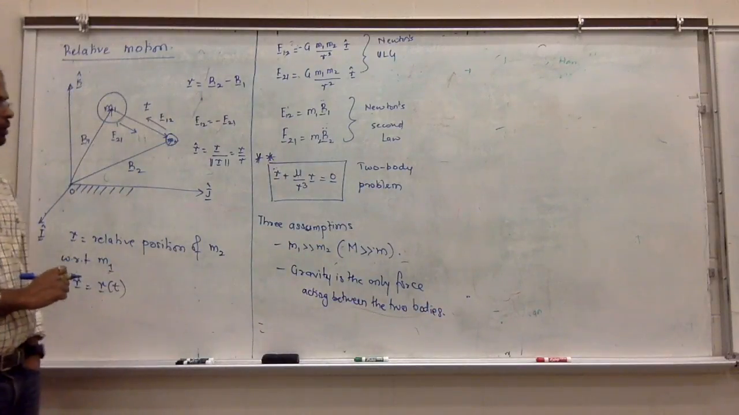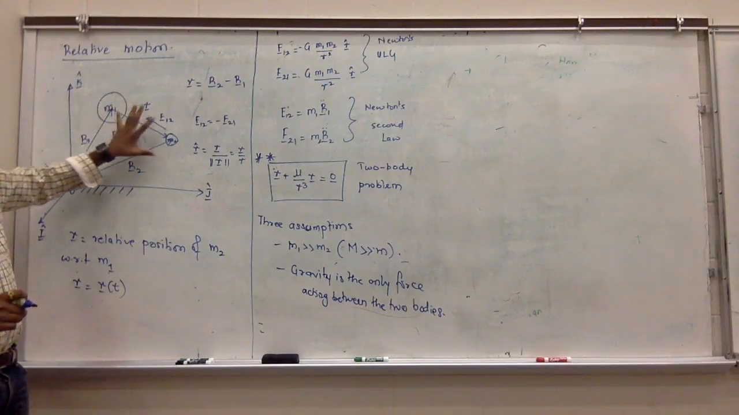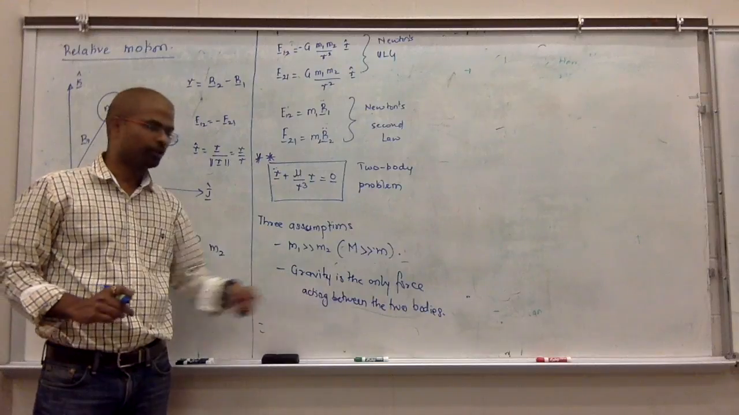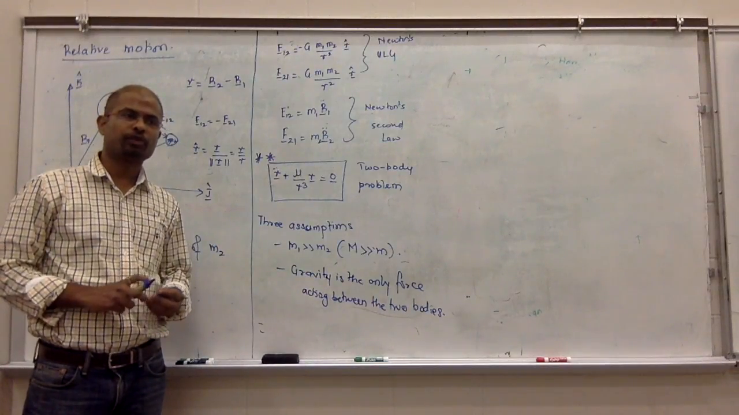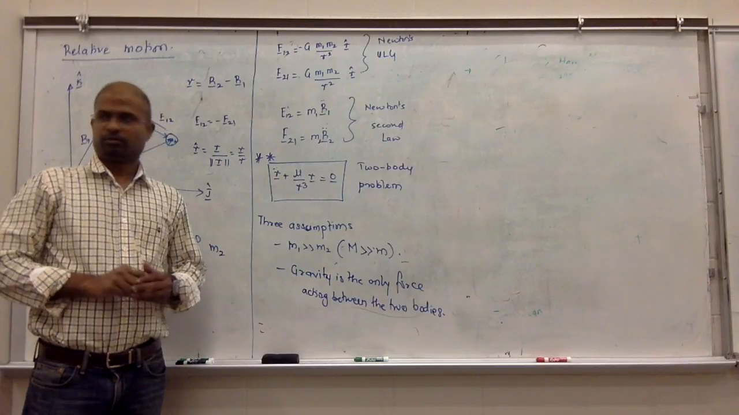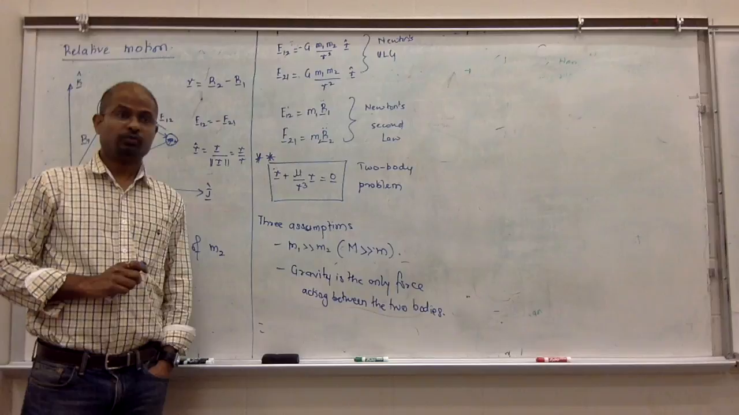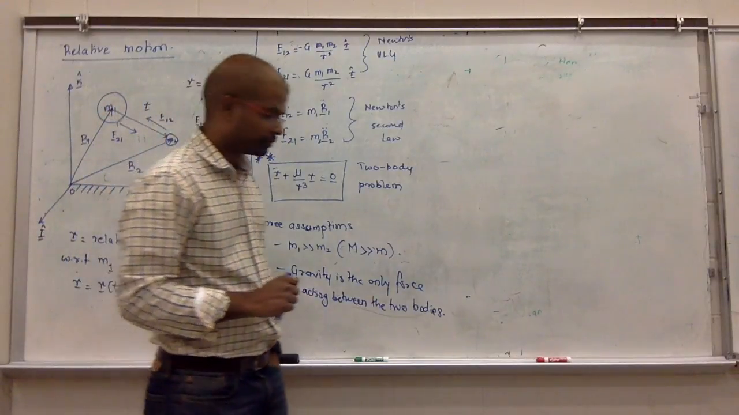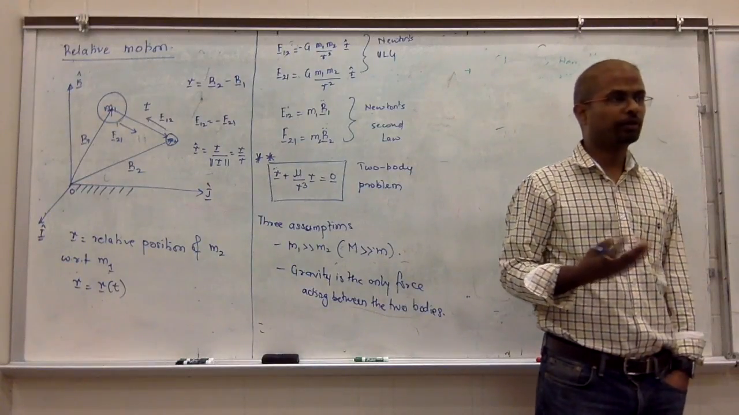gravity is the only force acting between the two bodies, if you're studying the two body problem. Gravity is the only force acting between the two bodies. Is this true for all satellites? Is this true for the space station? What other forces are acting if you're looking at the space station? The space station is also an orbiting body. You know that.